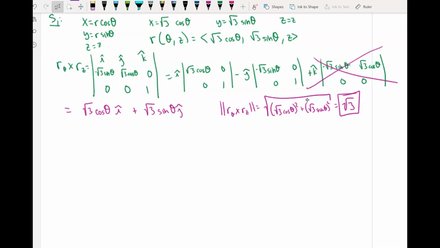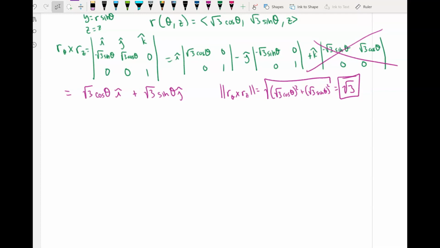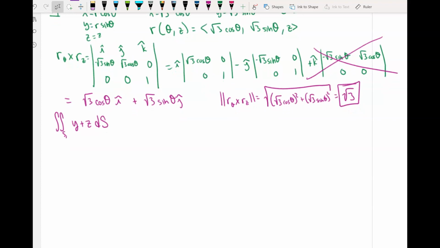So let's go ahead and set up our surface integral then. Okay, so our surface integral is y plus z dS. Let's write that down. So this is for surface 1. So it's over surface 1, y plus z dS, because that's what it was. So I'm going to say dS1. So this guy is just going to be equal to the double integral, and then y plus z.